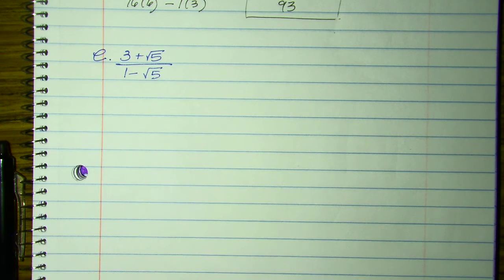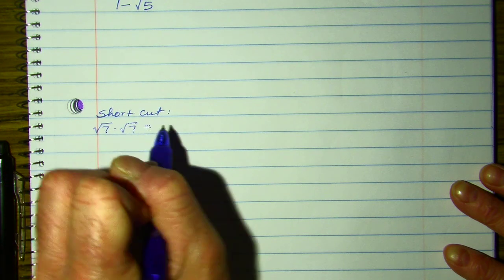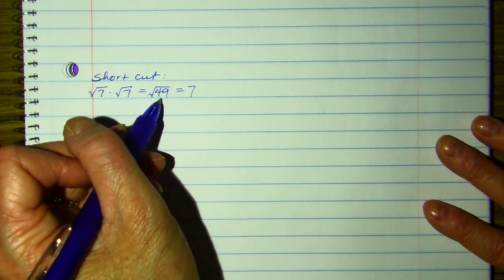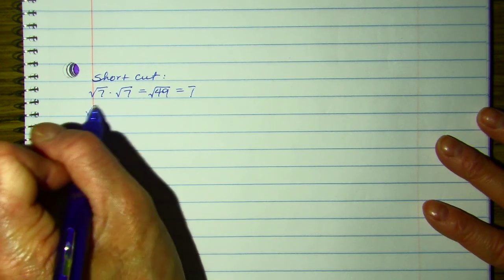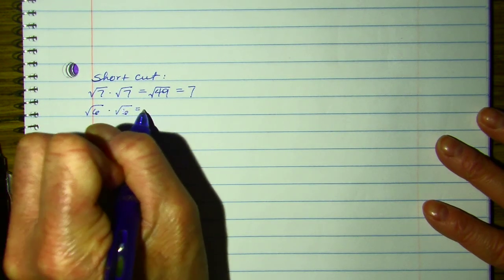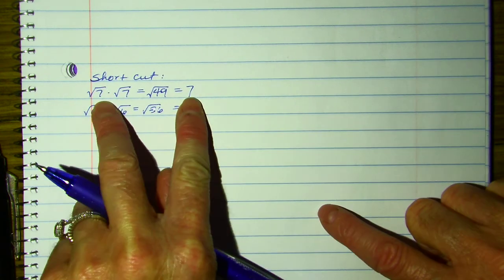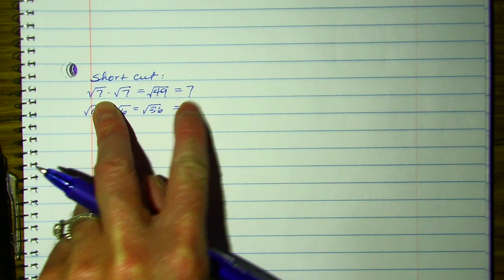Now, hopefully you start to see that there is a shortcut. Root 7 times root 7 is the square root of 49, which is 7. You can skip this middle part, right? The square root of 6 times the square root of 6 equals the square root of 36, which is 6. What do you notice about what they equal? They equal the number inside.